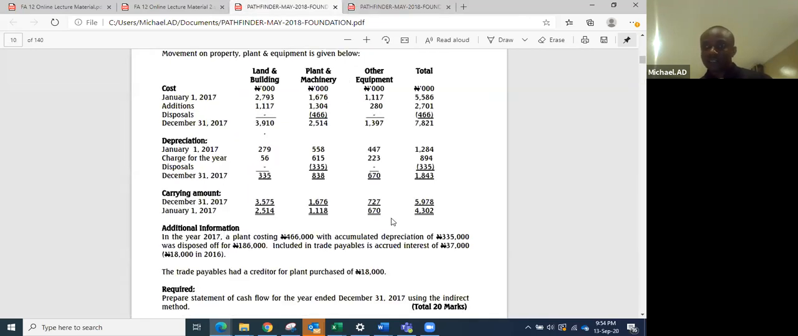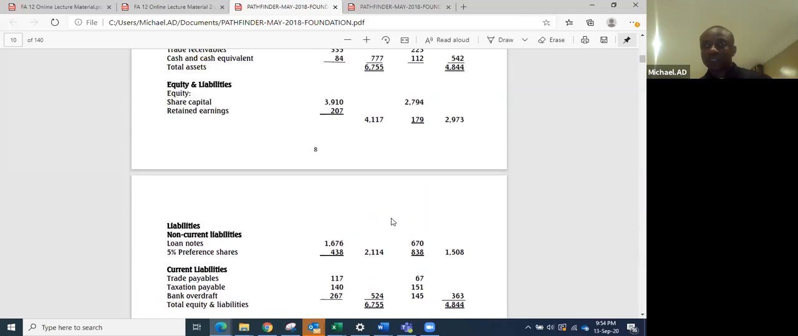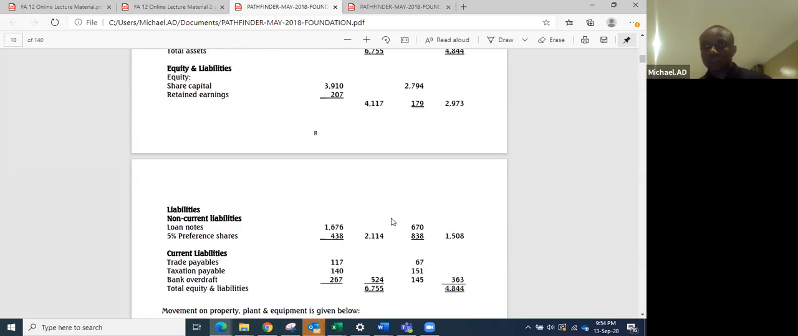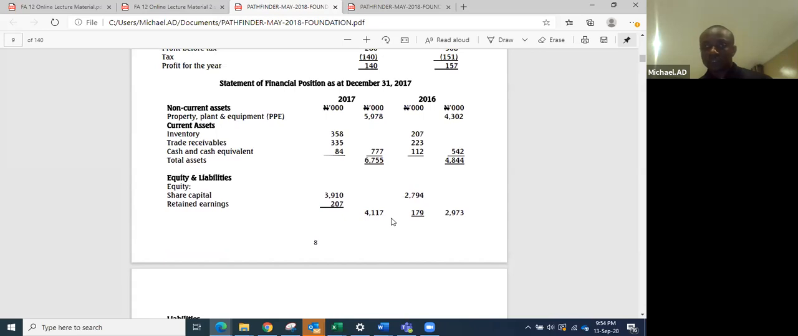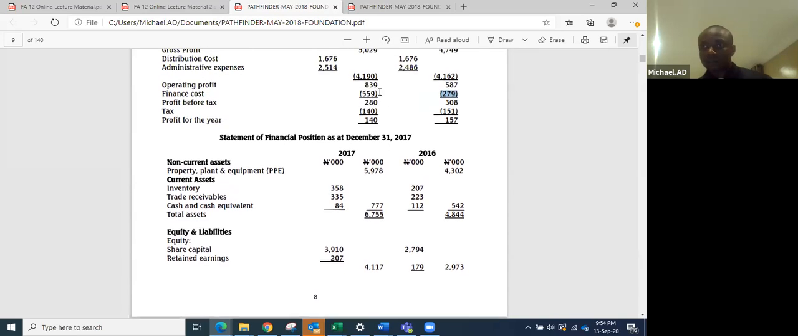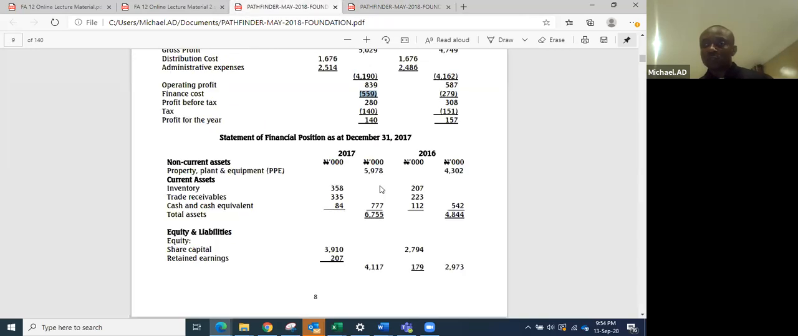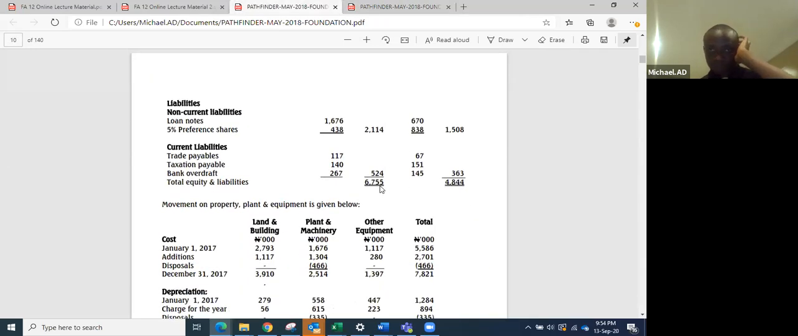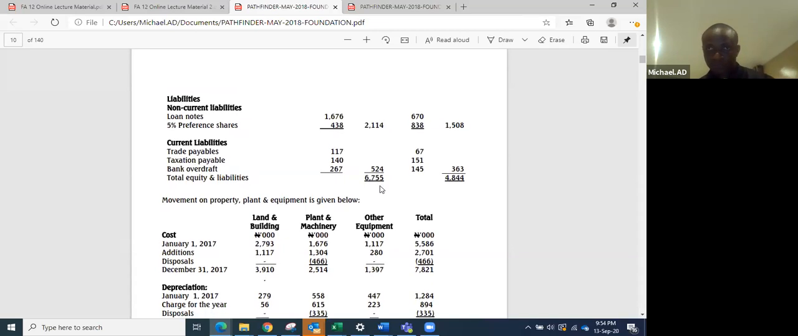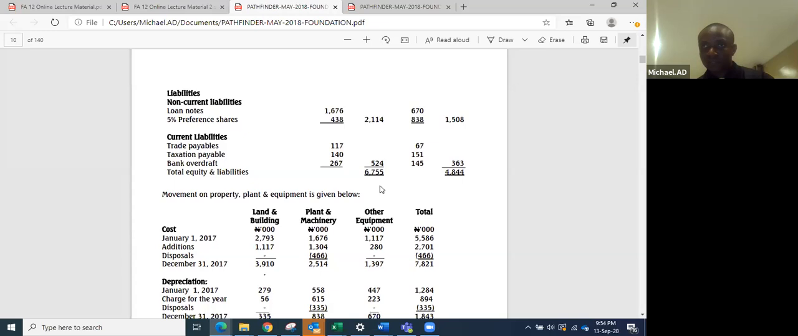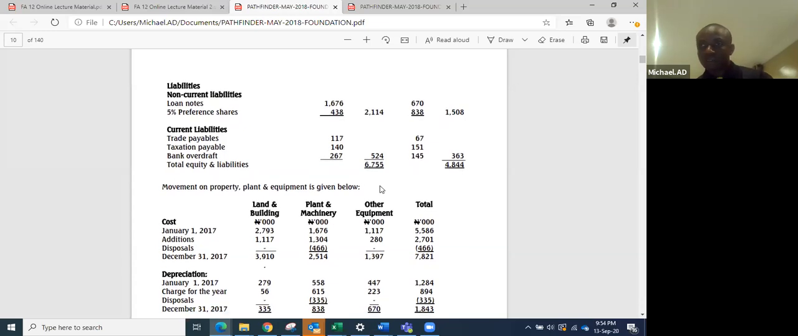Charge for the year, 559. That is the amount we cost in the year, 559. By the time we add the two together, we have 577 naira. Paid during the year is 540. How do we know it is 540?